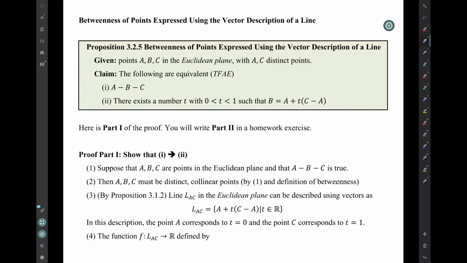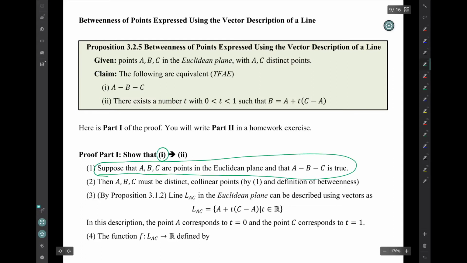Here's proof part 1. You'll write proof part 2 in a homework exercise. So proof part 1 is to show that 1 implies 2. If 1 is true, then 2 is true. So notice the structure. We're going to start by assuming that 1 is true. We assume that we've got 3 points A, B, C that have this betweenness relationship.